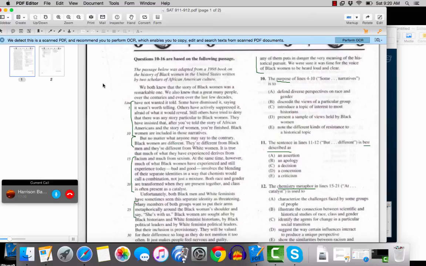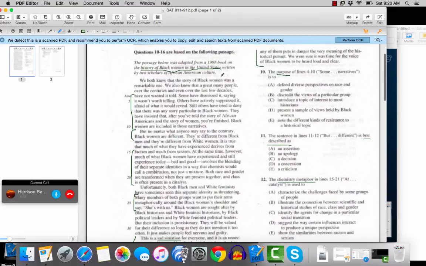So let's circle, what is the topic of this? That's all we're looking for here. The overall large umbrella topic is United States history, and it was written on the history of black women in the United States. That's it. So I'm just going to underline that. This is about the history of black women in the U.S. Of all the topics in all the world, it's focusing on the history of black women in the U.S.